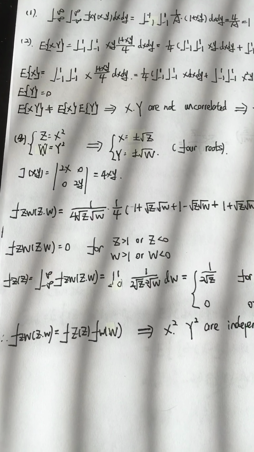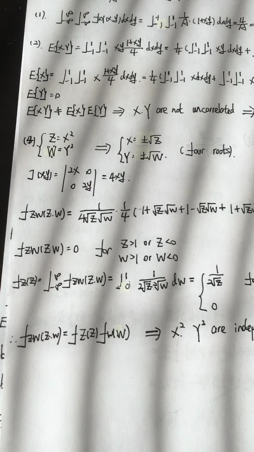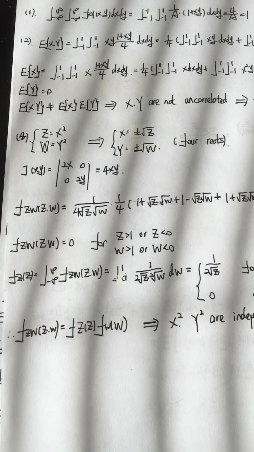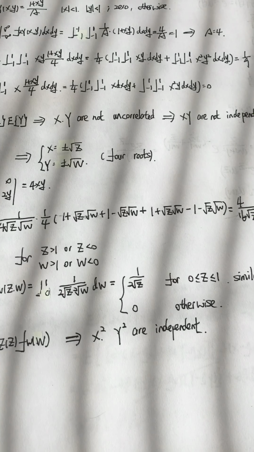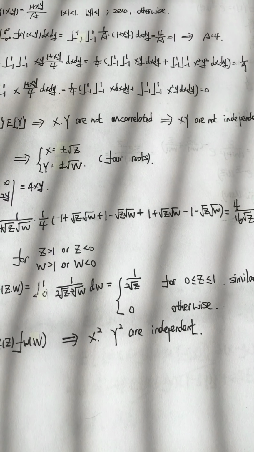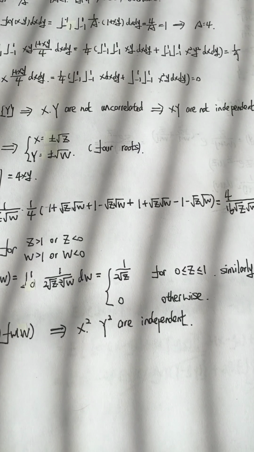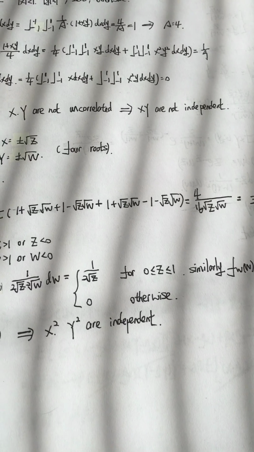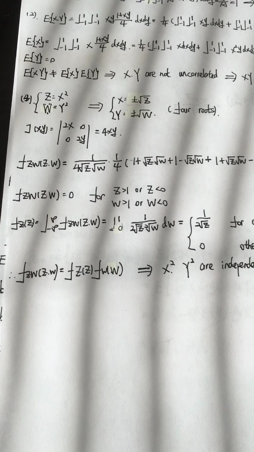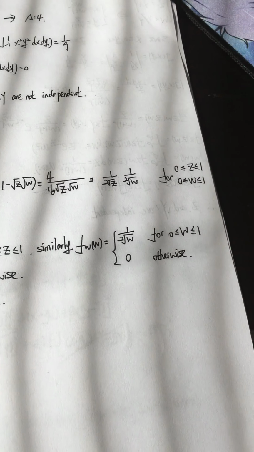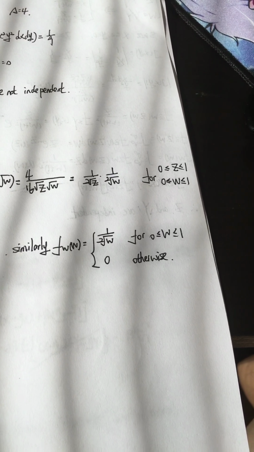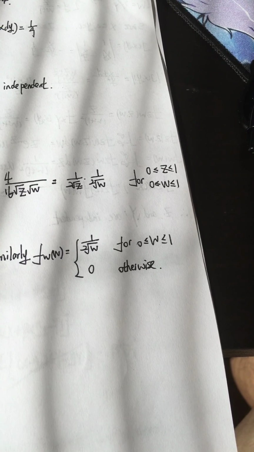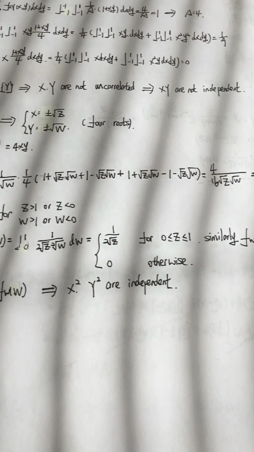And then we can find the marginal density functions of z and omega. So first, the PDF of z is equal to 1 over 2 times the square root of z in the interval of z from 0 to 1, and similarly we can find that the PDF of omega is equal to 1 over 2 times the square root of omega for the interval of 0 to 1.